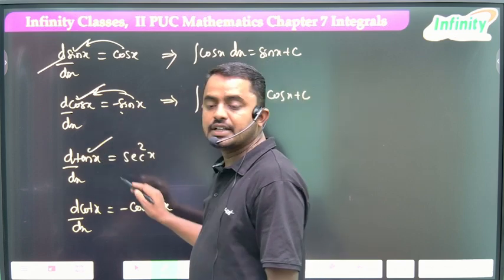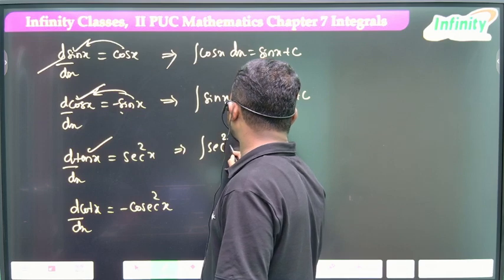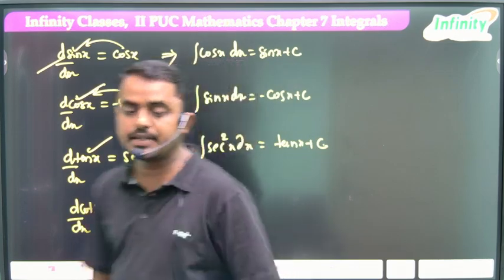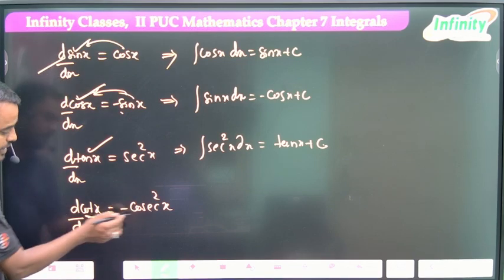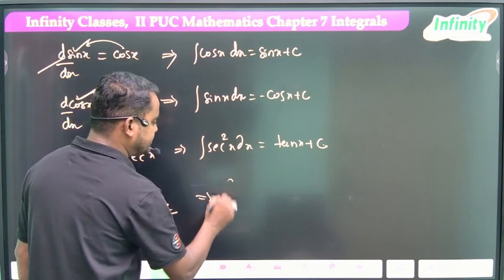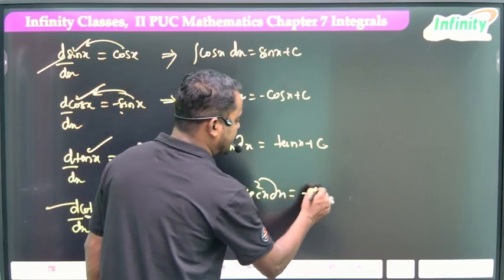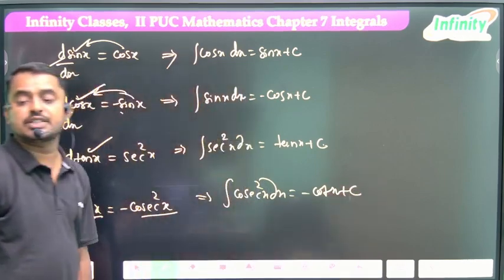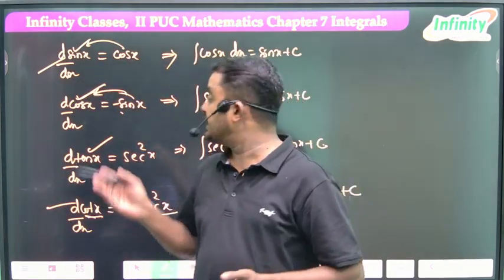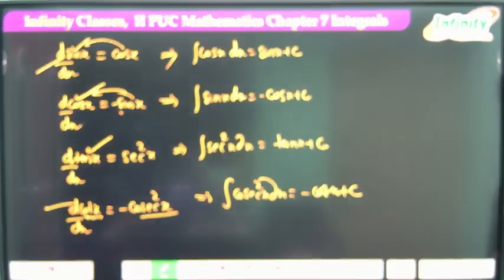Derivative of tan is sec square x. Integration of sec square x is tan x plus c. And derivative of cot x is minus cosec square x. Then integration of cosec square x dx is minus cot x plus c. So this is the reverse process, we can say here. If you know the formulas of derivative, you can write easily the formulas of integration. Pause the video and note it down here.